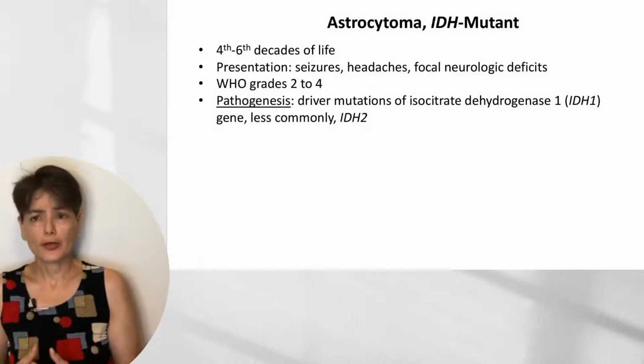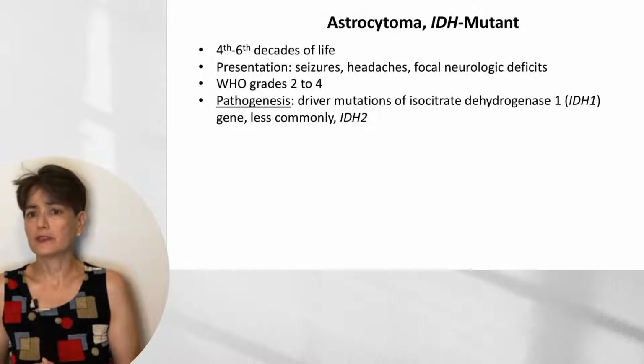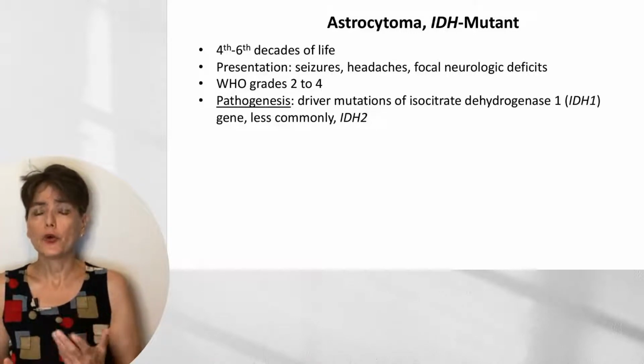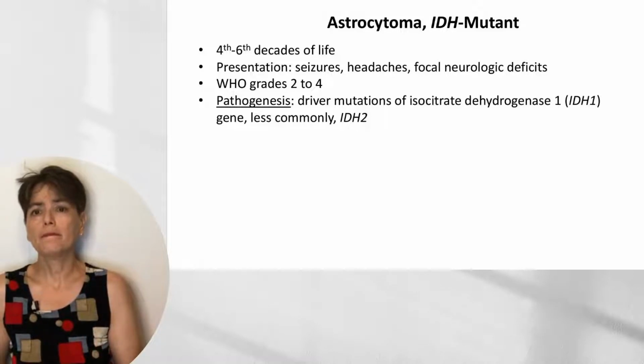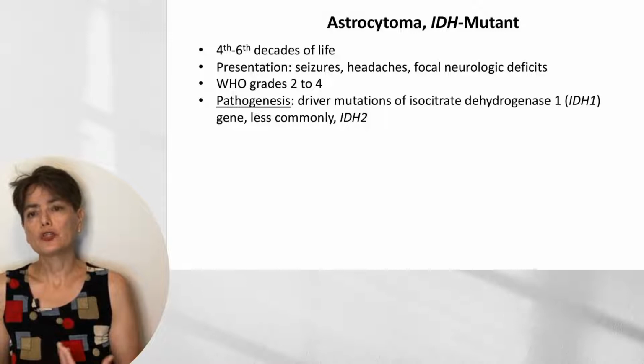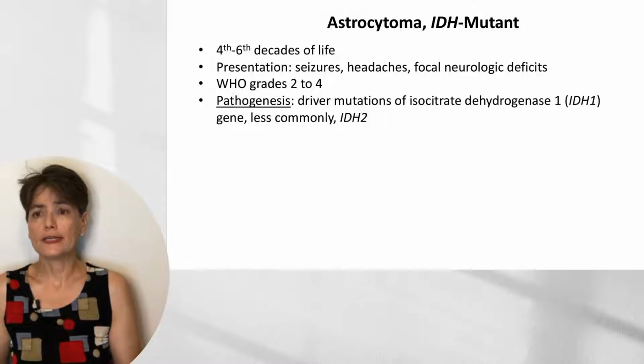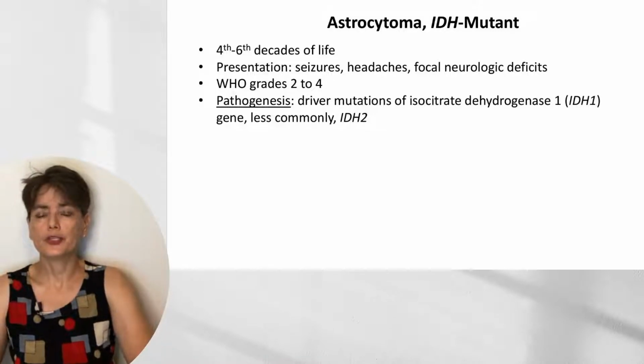So the first one we'll look at is astrocytoma IDH mutant. It tends to present in the 4th to 6th decades of life with seizures, headaches, and focal neurologic deficits. We grade these according to the World Health Organization as grades 2 to 4. We don't use grade 1 because grade 1 implies that it's benign, and these are not benign. The pathogenesis will be driver mutations of the isocitrate dehydrogenase 1 gene, or IDH1. Less commonly, we can see driver mutations in IDH2.